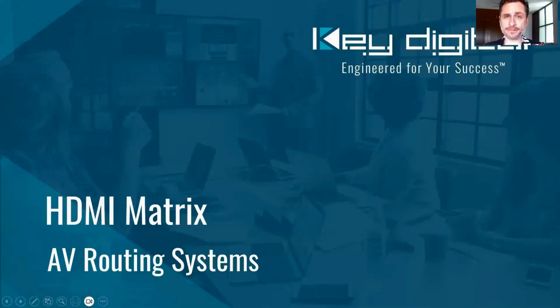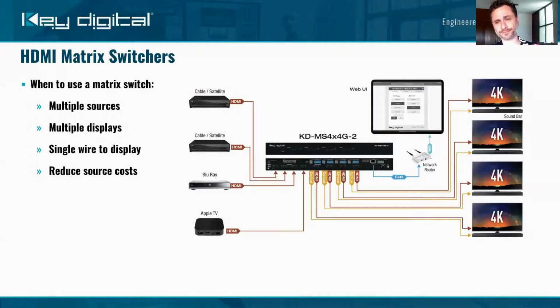Thanks so much for joining us today to talk about something very, very important to us. That is our HDMI matrix systems, 4x4 and 8x8 with 4K, 18 gigabit per second support, HDR. They've basically been our bread and butter category for the entirety of KeyDigital's existence as a predominant AV, HDMI, and digital video signal management company.